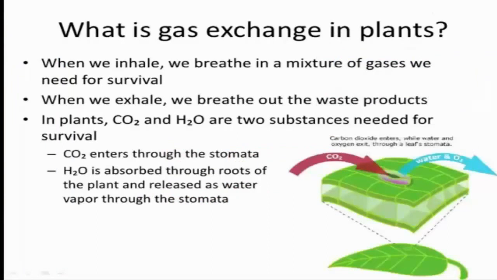What is gas exchange in plants? When we inhale, we breathe in a mixture of gases we need for survival. When we exhale, we breathe out the waste products. In plants, carbon dioxide and water are two substances needed for survival. Carbon dioxide enters through the stomata, as you can see here, and the water is absorbed through the roots of the plant and released as water vapor through stomata.